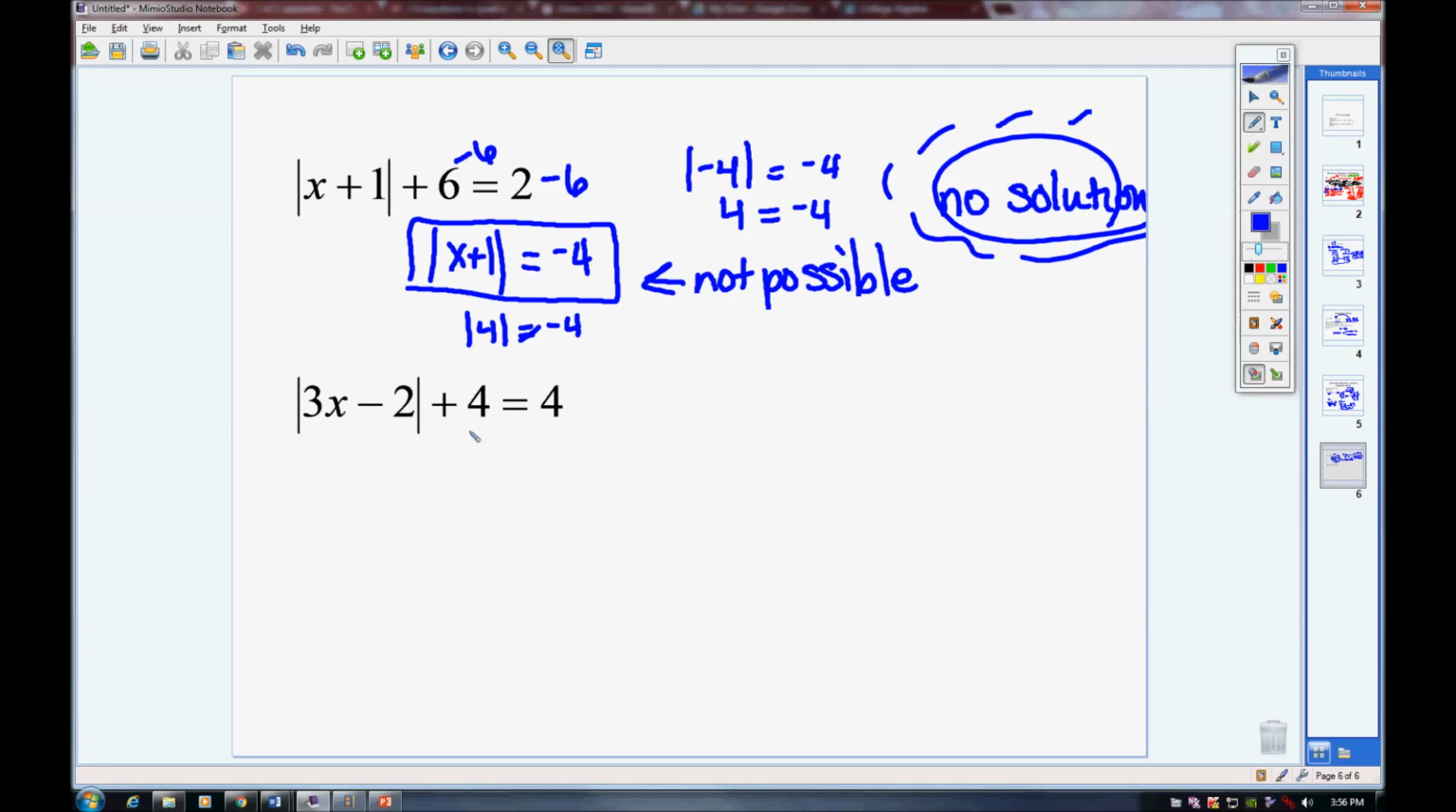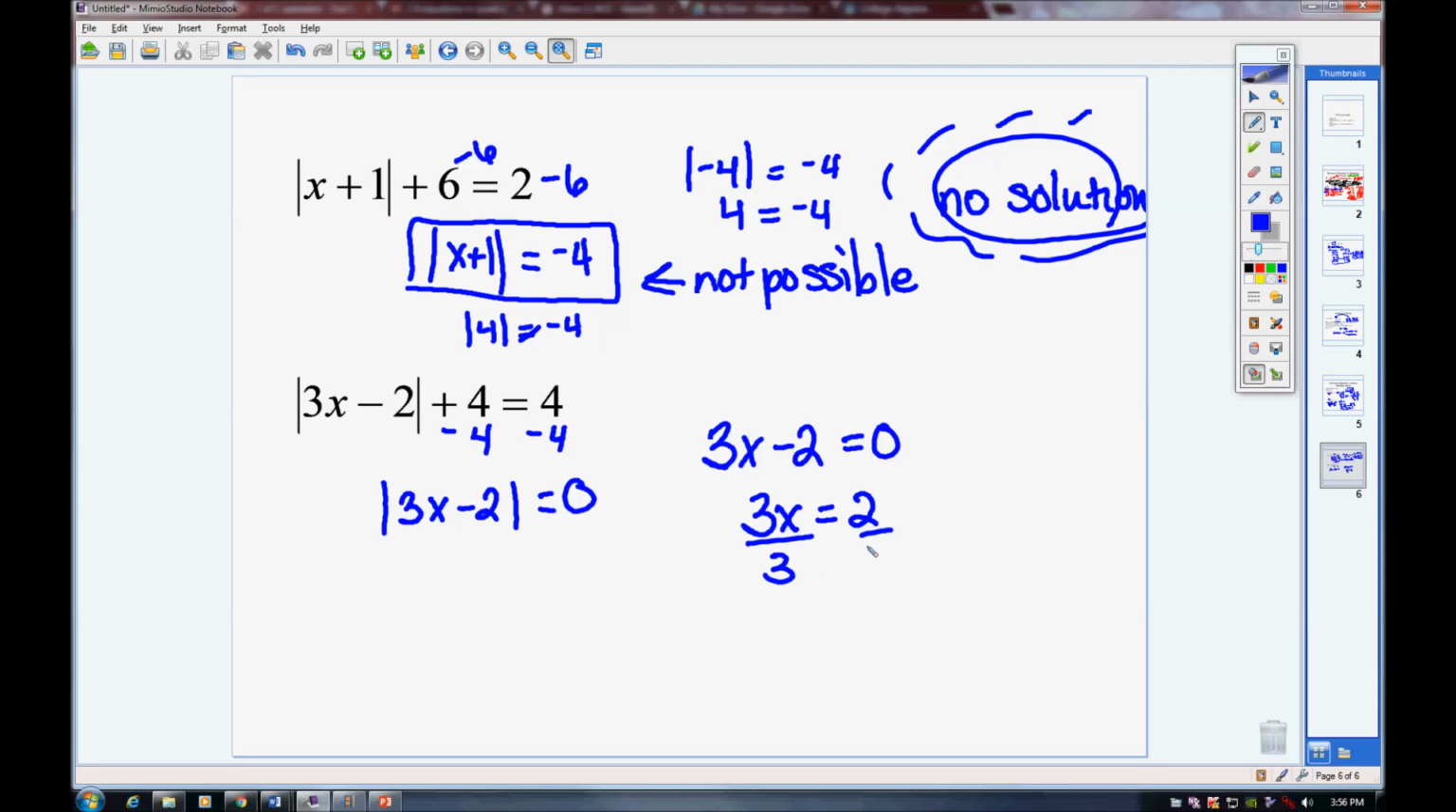This one's also kind of an exception to the split it into two equations rule, because after I subtract 4, I end up with 0. But we don't have a positive and a negative 0, we just have 0. 0 has no sign. So in this case, there's only one number that's going to go in for x to make it equal to 0. So I can just kind of ignore the absolute value bars and just set it equal to 0. So I add 2, divide by 3, x is 2/3.